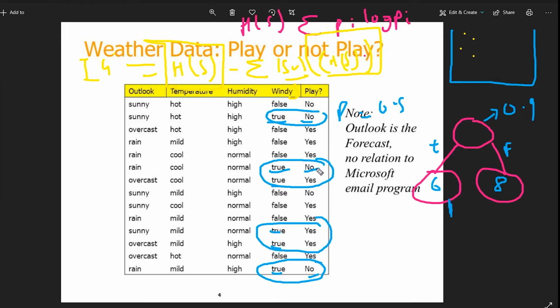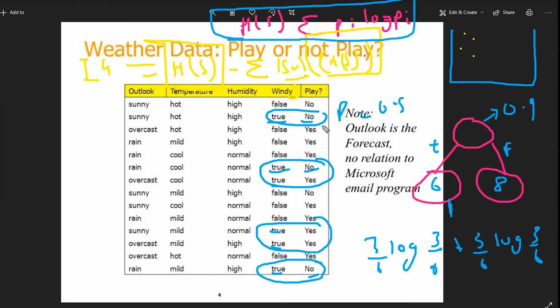I hope that you are understanding how we are getting this. Let me just explain it one more time with the help of the formula. This is going to be like this: minus 3 by 6 log 3 by 6, plus minus 3 by 6 log 3 by 6. We have used this formula here.